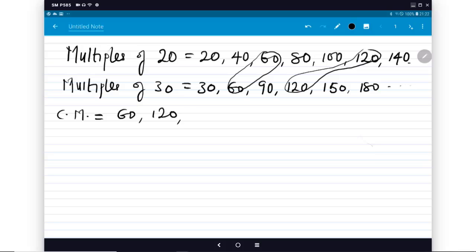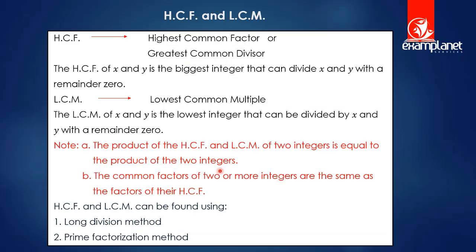So, and if we write more of the multiples, we will see more common multiples. And from this, the lowest common multiple is 60. So this means this 60 is the smallest number that both 20 and 30 will divide with a remainder of 0. So that's what we call the LCM of 20 and 30, the lowest common multiple.